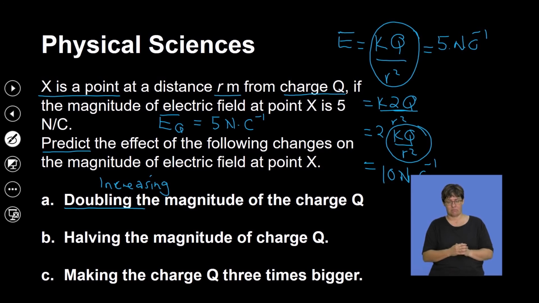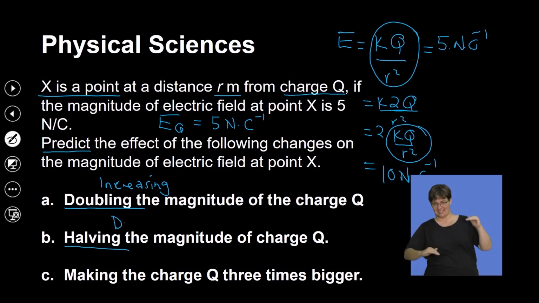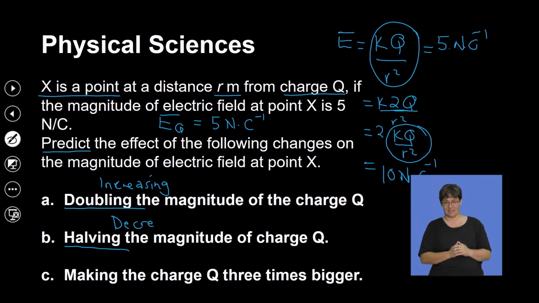Now, if we have it halved, I think we get the trend now, or the pattern. So if we have it halved, what's going to happen? The magnitude of the electric field at a point will also decrease. Having halved is a decrease. So a decrease in the magnitude of the charge that creates the field would consequently affect the magnitude of E by also decreasing it, okay? Are we onto something here in terms of the pattern?